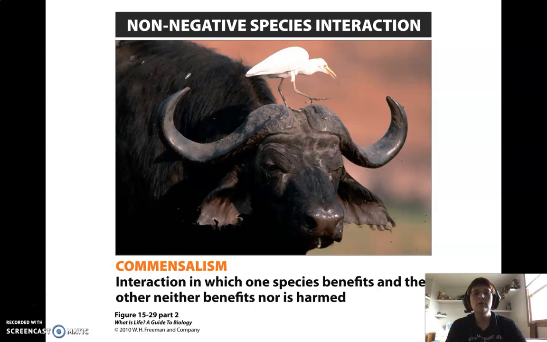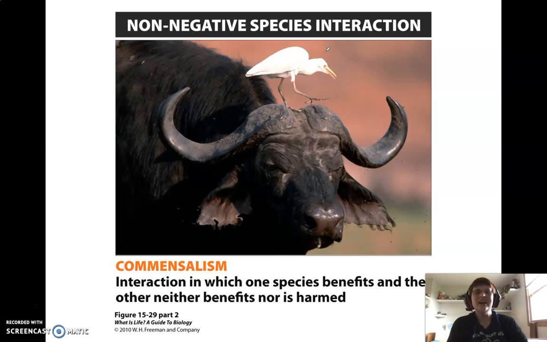They will climb back here on the back of the buffalo, and they will pick off insects and so forth to clean off the buffalo and other animals. However, that would be a mutualism. This guy right here, he is a freeloader.